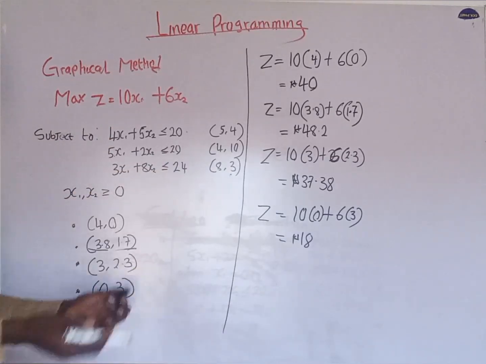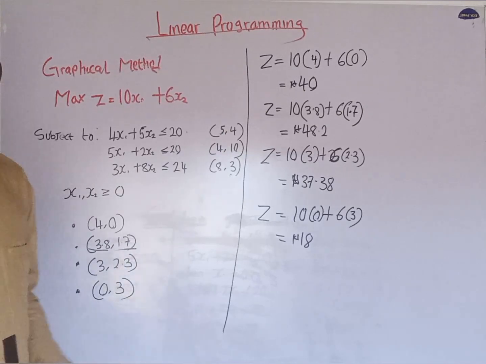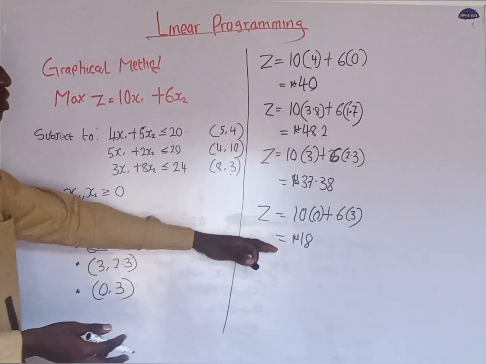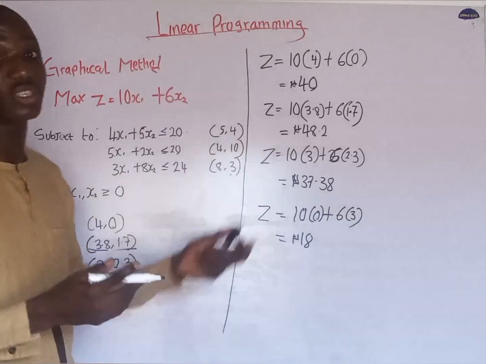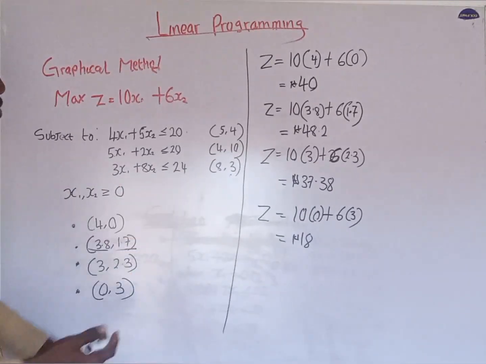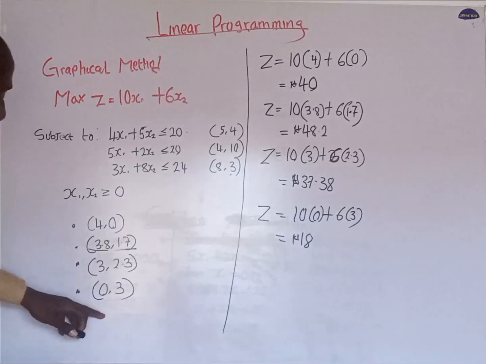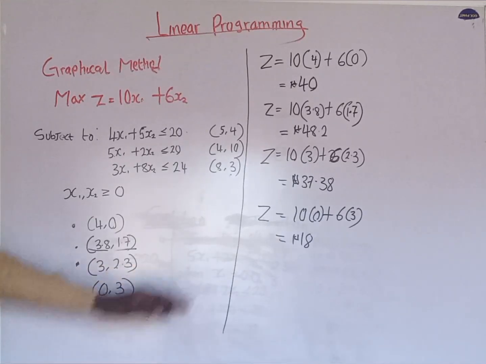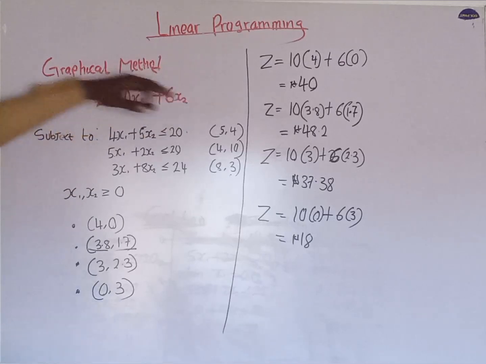You can also proceed to plug in the origin 0, 0. Of course, the value of z will be 0, so there's no need for plugging that in. But in some cases, you might want to input that, when x1 is 0 and x2 is 0. So the solution to this objective function is this.